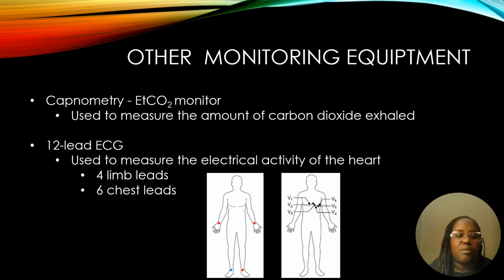Also, we have our 12 lead ECG, and you have 4 limb leads that go on the right arm, right leg, and left leg. And then when you add the additional 6 chest leads, that makes it a 12 lead. I know it adds up to 10, but trust me, it's 12 different views of the heart, and that's why it's called a 12 lead. That's going to be monitoring that electrical activity of the heart.